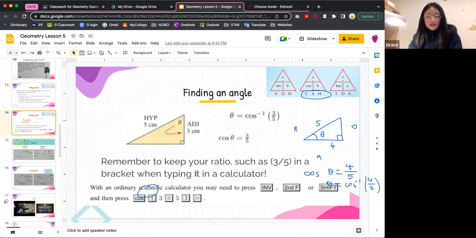So you can use your calculators by pressing the shift button, or the inverse or second, I'm not sure what kind of calculator you have, and then press cos, and then in brackets type out 4 divided by 5.